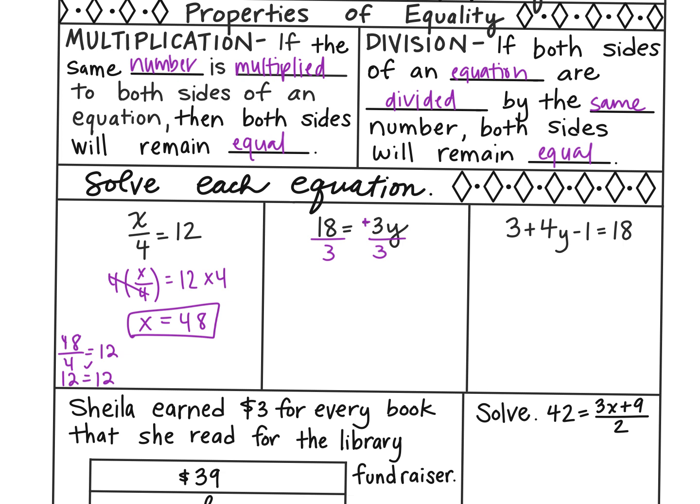Well, what's 3 divided by 3? 1. So that just leaves me with y. 1y. What's 18 divided by 3? 6. So 6 equals y. And if I were to actually try it, I would have 18 equals 3 times 6. It should be 18 equals 18, and it is, so I know that y does equal 6. That is true. Are we starting to feel better the more we do, the more we see?